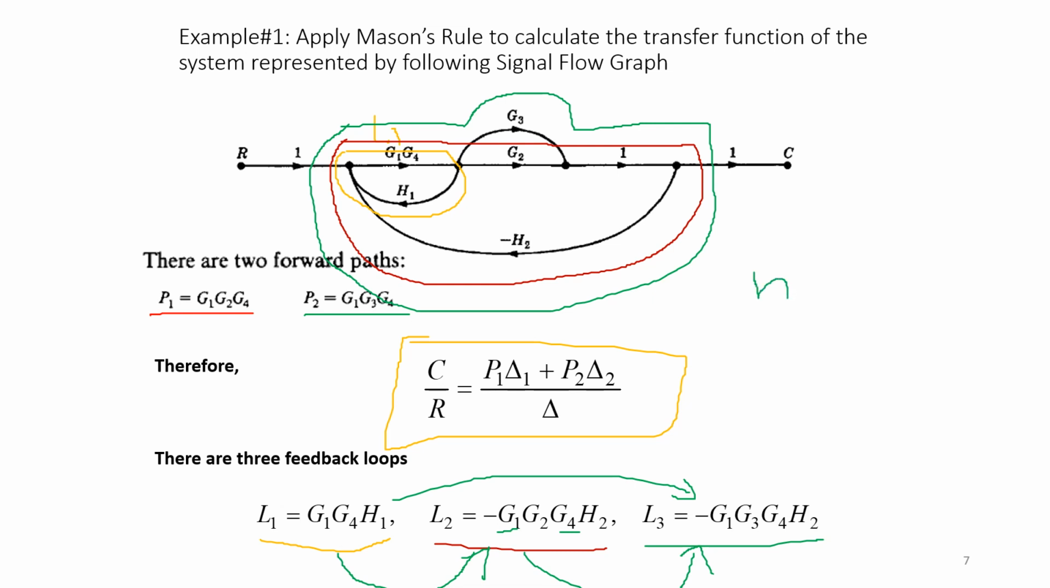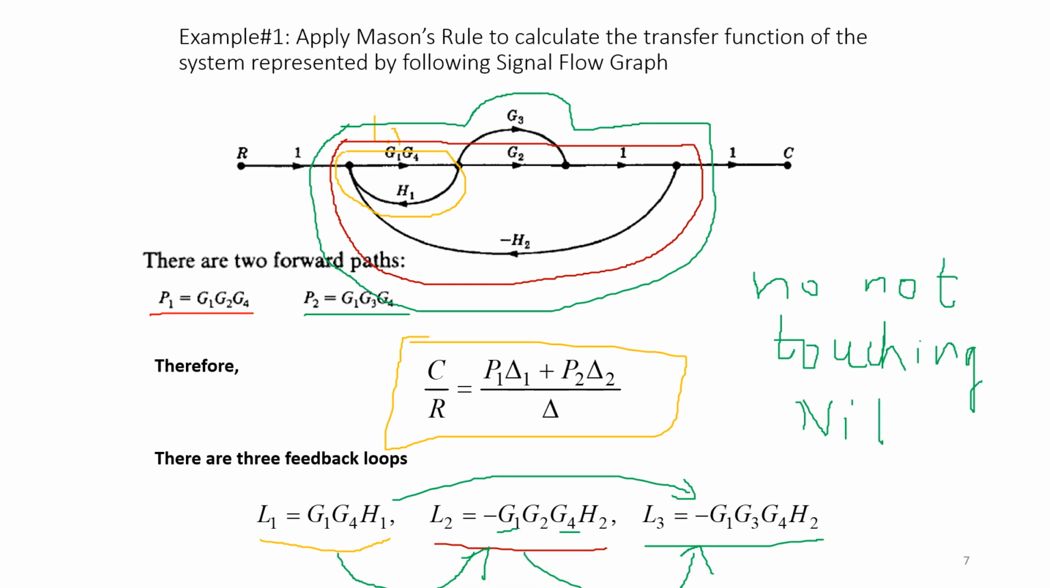So no non-touching loops, and you can stop at this point itself. You do not have to check for 3 non-touching loops because you don't have even 2 non-touching loops. So you just have to write that the non-touching loops are nil.